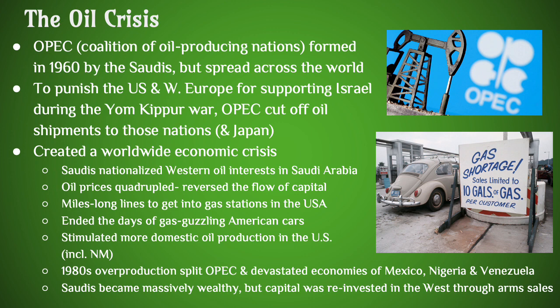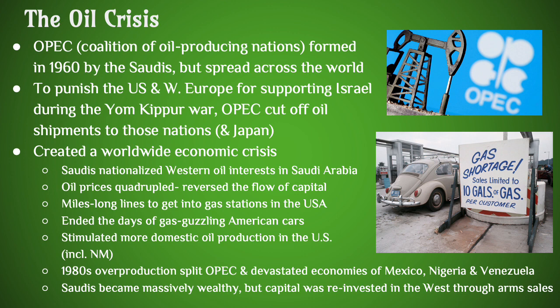You ended up with huge lines to get into gas stations in the United States, which you can see there. And this is in 1973, 1974. This killed off big American cars and opened the door for companies like Honda and Toyota to start selling cars in the United States because their cars were a lot more fuel efficient. It also stimulated domestic oil production. When we were getting massive amounts of oil very inexpensively from Saudi Arabia, we weren't going after oil within the United States quite as much. That changes in the 1970s, and you start to get a lot more oil production, including into Mexico.